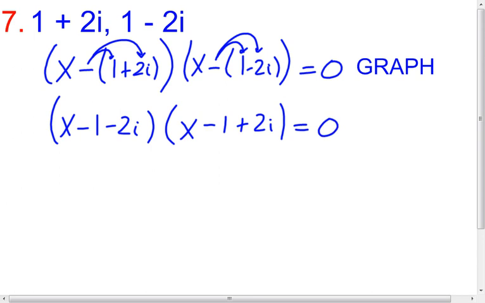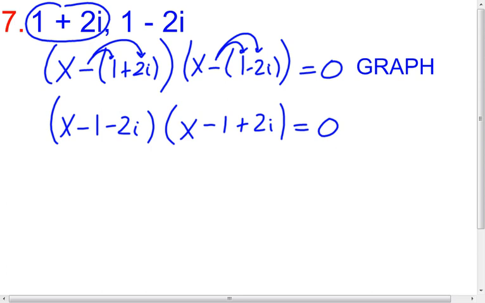Okay. Now you get to distribute this and FOIL it. And by the way, you guys, with imaginary roots, you're always going to have a partner. So if it only gives you 1 plus 2i, you know it has to have a partner of 1 minus 2i, a conjugate partner. Okay? That will always work with imaginaries.